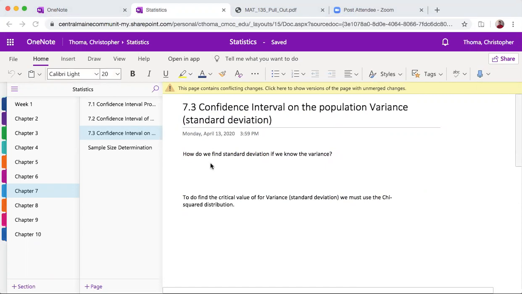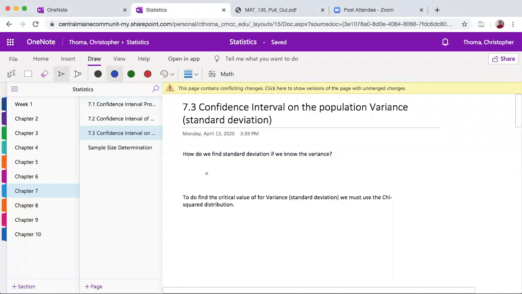So 7.3 is find the confidence interval of the population variance or standard deviation. The reason I call it both is, if we think back, how do we find the standard deviation if we know the variance? You square root it. Standard deviation, STDV, equals the square root of the variance, which means if you keep that concept, this confidence interval can do both.